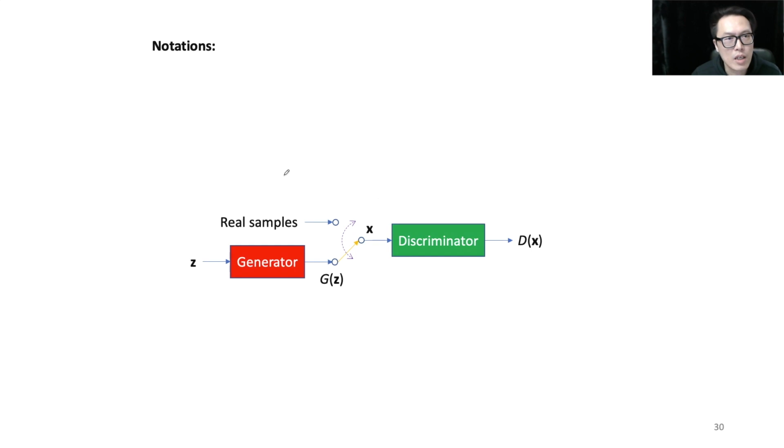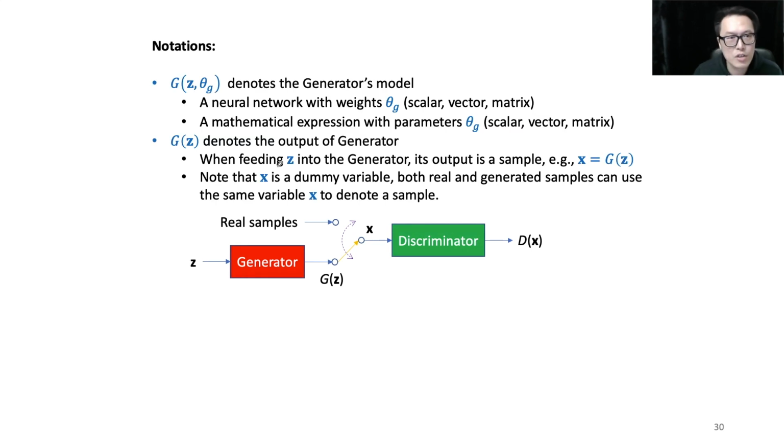Okay. Now let's look into a little bit more detail. When we talk about the generator, G(Z, theta G), that is the generator model. Theta G, that is the parameters. So if we are going to implement the generator using a neural network, then the connection weights would be theta G. When we change the connection weights of the neural network of the generator, it will change the output, the behavior of the neural network.